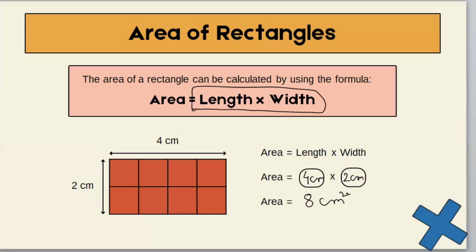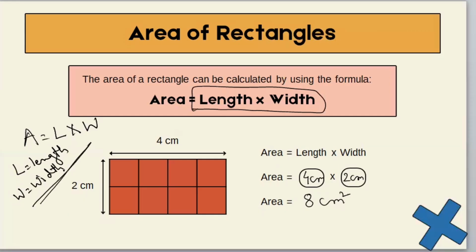Okay. So always remember the formula for finding the area of the rectangle. That is A is equal to L times W. L represents length and W represents width. Always keep in mind the formula for finding the area of the rectangle. If the length and width are given, then you just have to use the formula and find out the area of the rectangle.